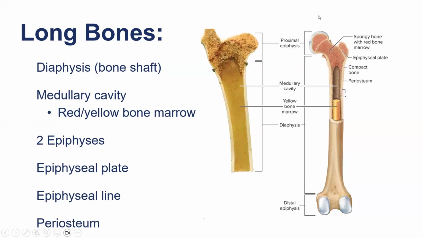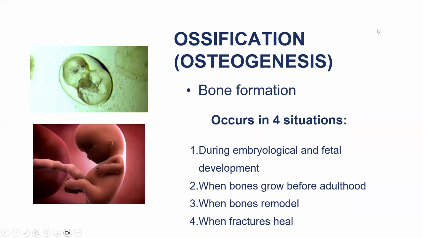All right, we're going to talk about ossification. Another word, at least when we're talking about it initially, is osteogenesis, and that just means bone formation. There are four different reasons we see ossification within the body. Number one, during initial development. Of course, we need ossification to make our bones and skeletal system in the first place. This continues through puberty and into early adulthood.